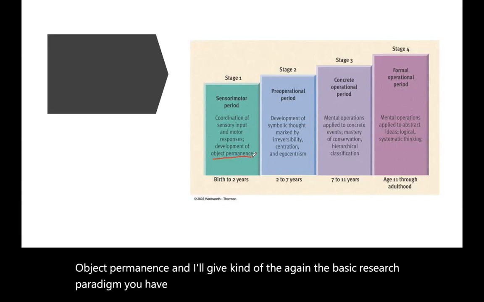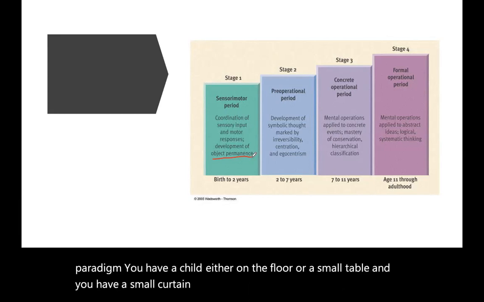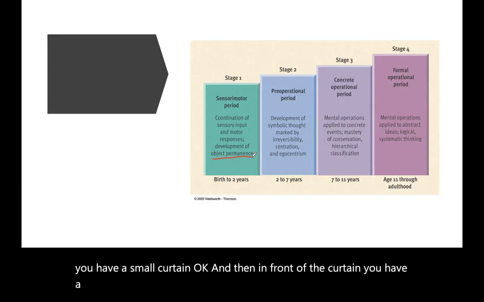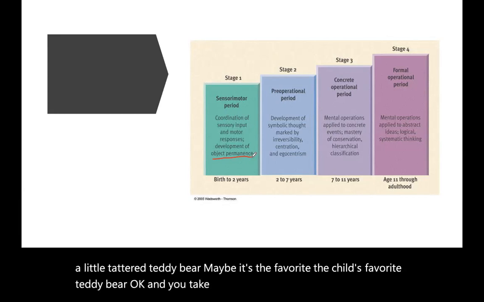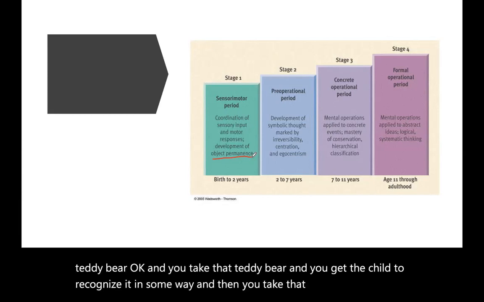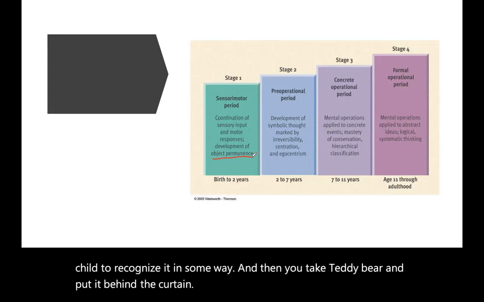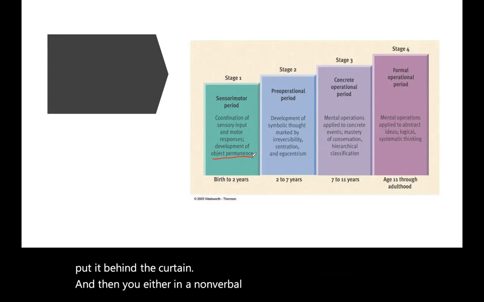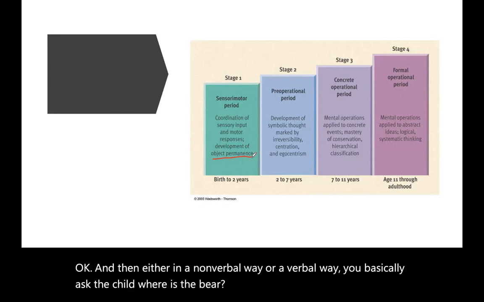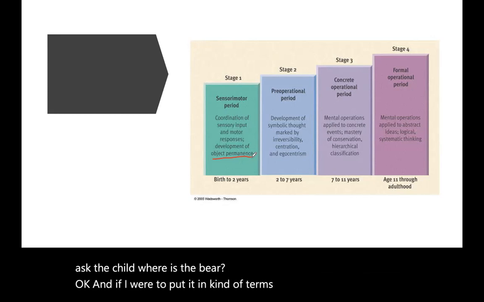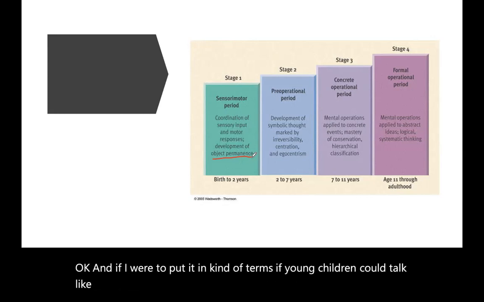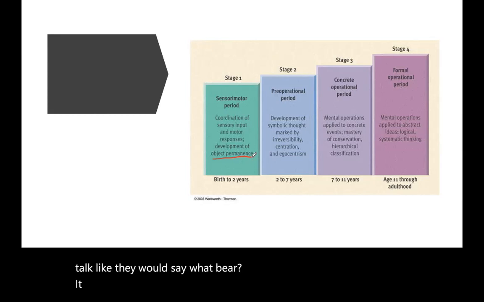You have a child either on the floor or a small table, and you have a small curtain. And then in front of the curtain, you have a little teddy bear. Maybe it's the child's favorite teddy bear. You take that teddy bear and get the child to recognize it in some way, and then you put it behind the curtain. Then, either in a nonverbal or verbal way, you ask the child, where is the bear? If young children could talk, they would say, what bear? It no longer exists.